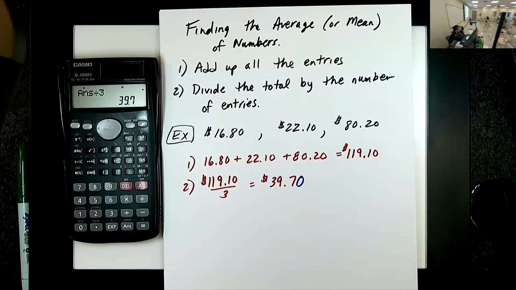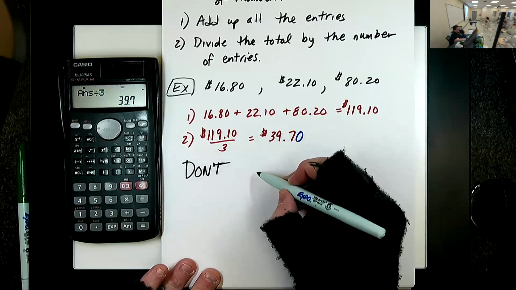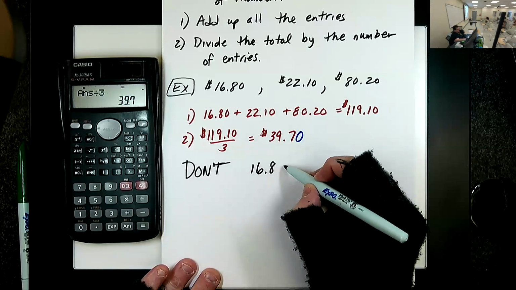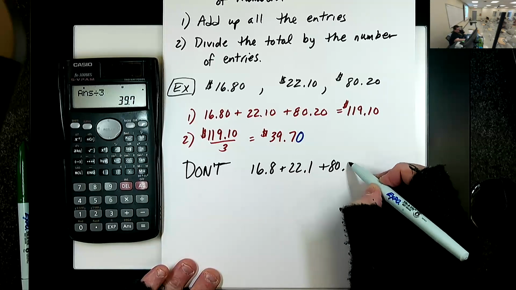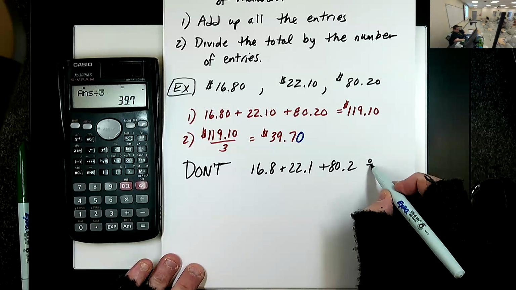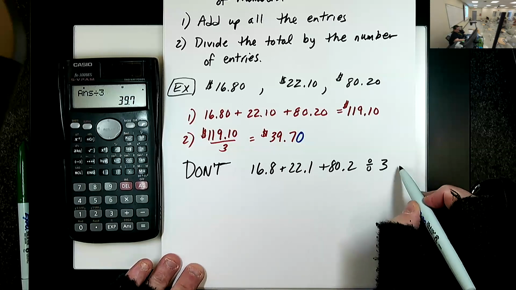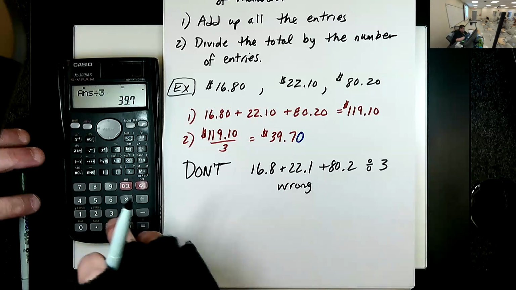Now, you can do this in the calculator all as one thing, but you have to do it right. You cannot do 16.8 plus 22.1 plus 80.2, I'm dropping the 0, we'll talk about why you can drop the zeros on Monday, divided by 3. That's going to get you the wrong answer. I will show you that.